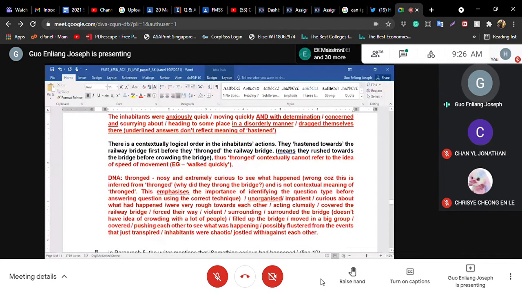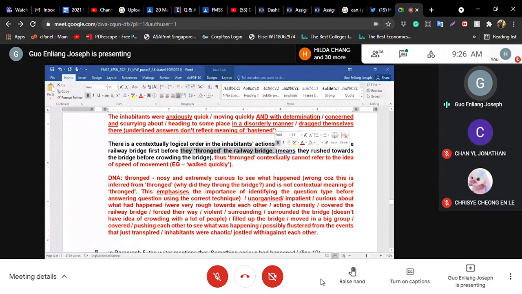And also the black one I'm going to highlight now. This is also important because there's a contextually logical order in the inhabitants' actions. They have to hasten towards the railway bridge first. That means they must rush to the railway bridge first before they crowd around the railway bridge.